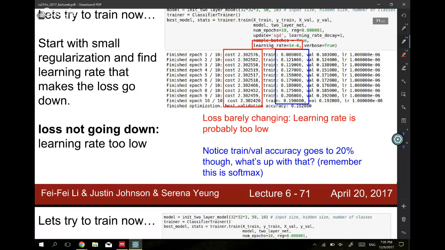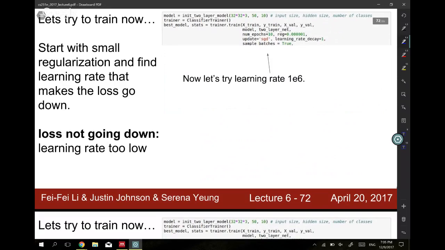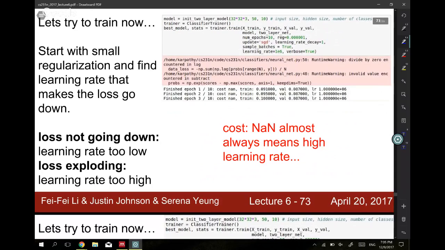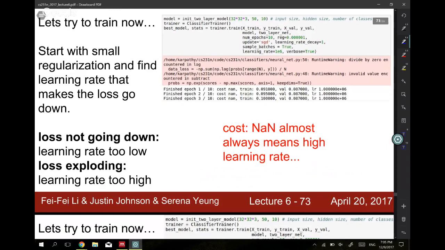Now the attempt is to find an upper bound. So they tried 10 to the power 6 as a learning rate, and what you're looking for now is a loss explosion. That's when your learning rate is too high. This will be characterized by divide by 0 errors, NaN costs, or very high costs as well, or fiercely oscillating costs. What does it mean to have not a number as a cost? How's that derived? Over here, it's because of a divide by 0.